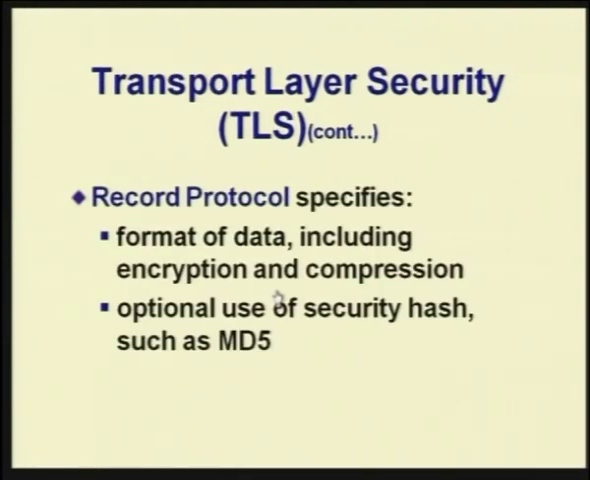Okay. And the record protocol, that is the one which is used for data transfer, specifies the format of data including encryption, compression and so on, and optional use of security hash. For instance, we may use the MD5 protocol as a hash function for message authentication and so on. So, these are things that are specified by the record protocol.